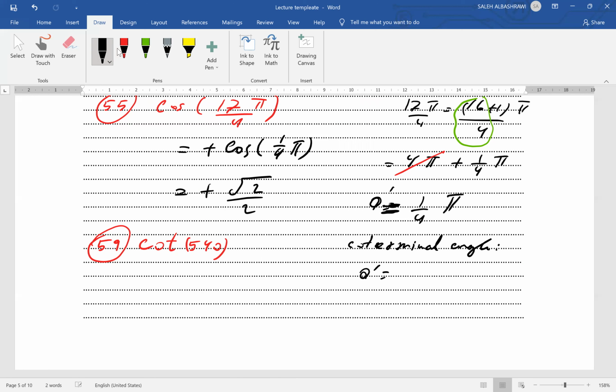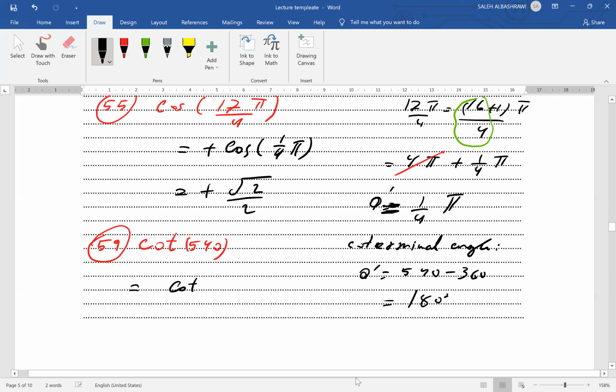That is theta prime equal to 540 minus 360, which is equal to 180. Now this is one of the quadrantal angles. So this is equal to cotangent of 180. But cotangent is negative for the second quadrant. But 180 is one of the quadrantal angles.